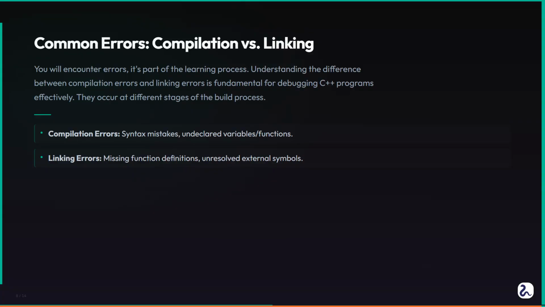Now, let us talk about common compilation and linking errors. You are going to run into these, I guarantee it. When I first started, these error messages felt like reading ancient hieroglyphs. But once you understand the compilation pipeline, they make perfect sense. First, a common compiler error. This happens when the compiler cannot understand your code, usually due to syntax issues or undeclared identifiers. Let us look at a broken example.